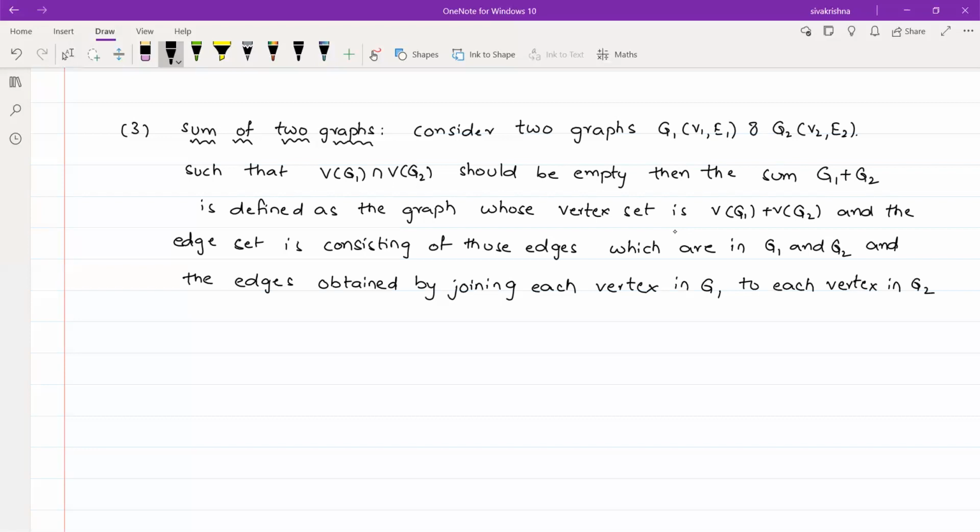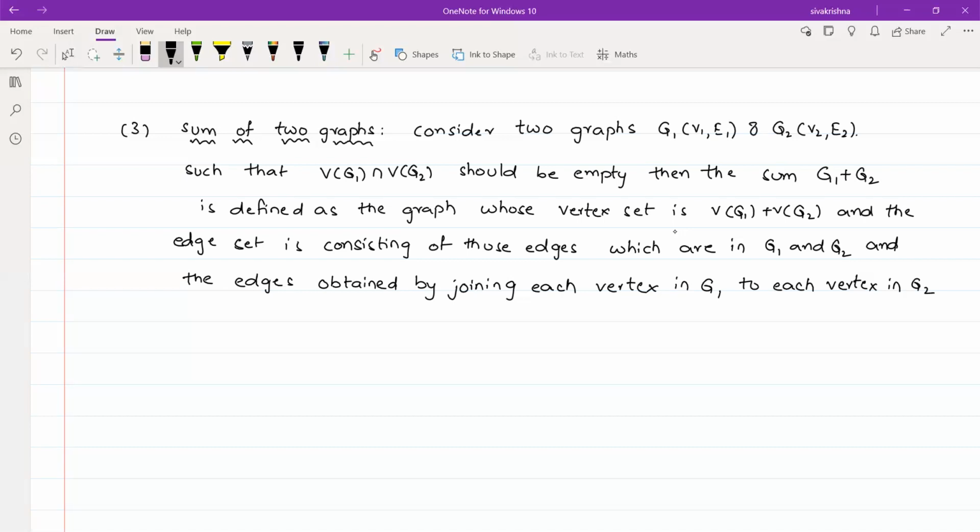Once again, if you want to define the sum of two graphs, the first condition to be satisfied is that the intersection of the vertex sets of graph 1 and graph 2 should be empty. Okay, that is the first condition. And in the graph G1 plus G2, the vertex set should be the sum of the vertex sets in both the graphs G1 and G2. Suppose in graph 1 we have 3 vertices and in graph 2 we have 5 vertices. Then a total of 8 vertices should be in graph G1 plus G2.